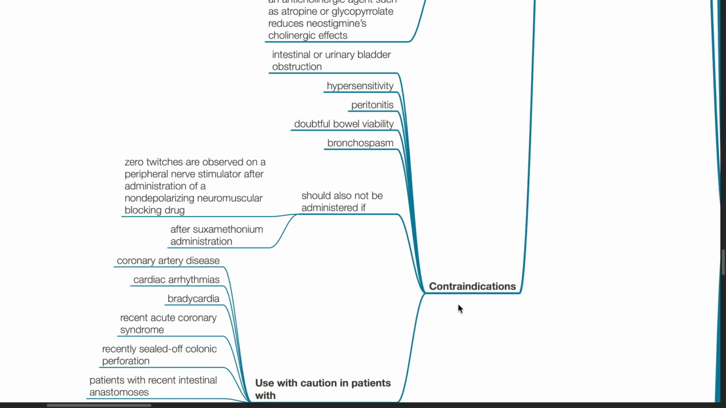Contraindications for neostigmine include intestinal or urinary bladder obstruction, hypersensitivity, peritonitis, doubtful bowel viability, bronchospasm. Neostigmine should not be administered if zero twitches are observed on a peripheral nerve stimulator after administration of a non-depolarizing neuromuscular blocking drug or after suxamethonium administration.